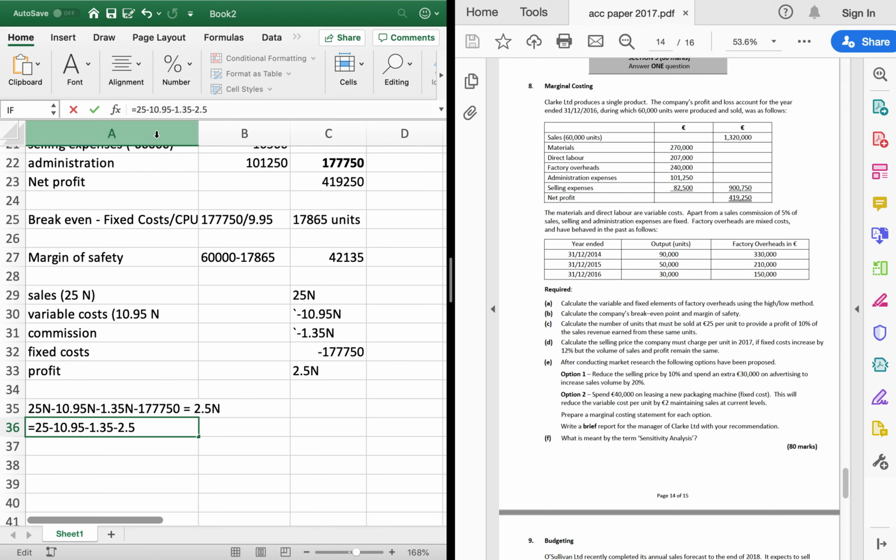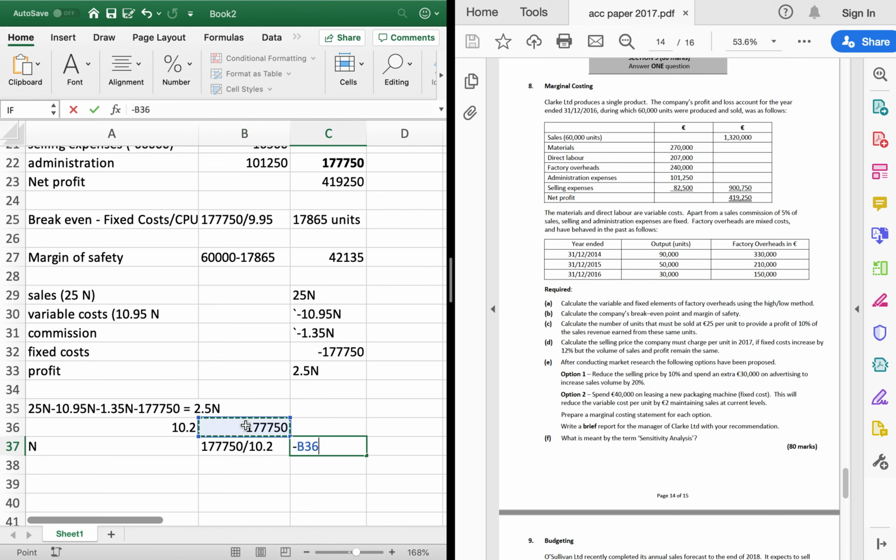So it's 10.95. So that'll be 10.2N is 177,750. So then it's divide them into each other. N is 177,750 divided by 10.2, which is 1746. Sorry, 17.7. So it should be 10.3.